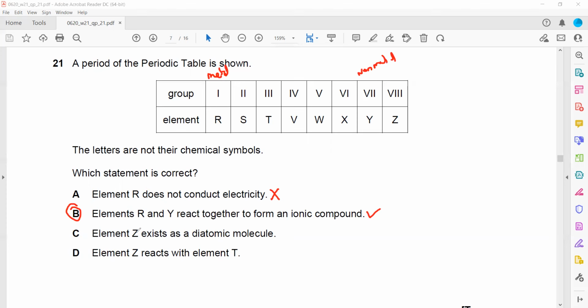Why not C or D? Element Z exists as a diatomic. Element Z is a group 8 element, and what is the characteristic of group 8 elements? They are non-metals, and how do these non-metals exist? They exist as monoatomic elements. And Z reacts with element T. So Z is group 8, it has a complete shell, so it does not react. That's why D is also incorrect.